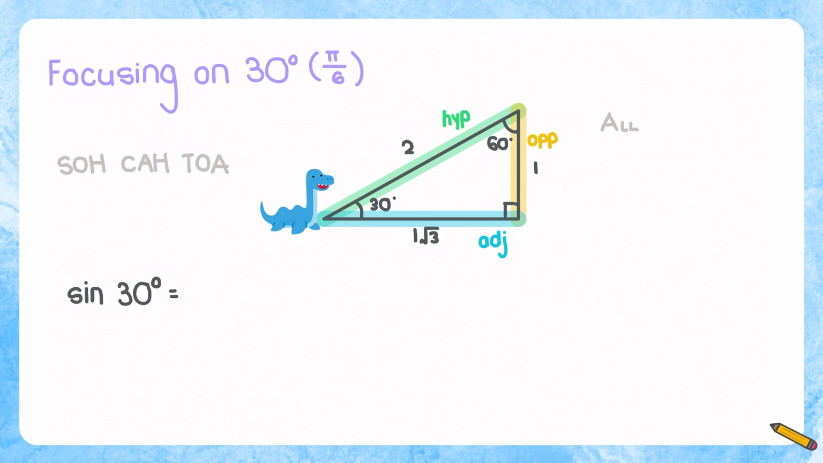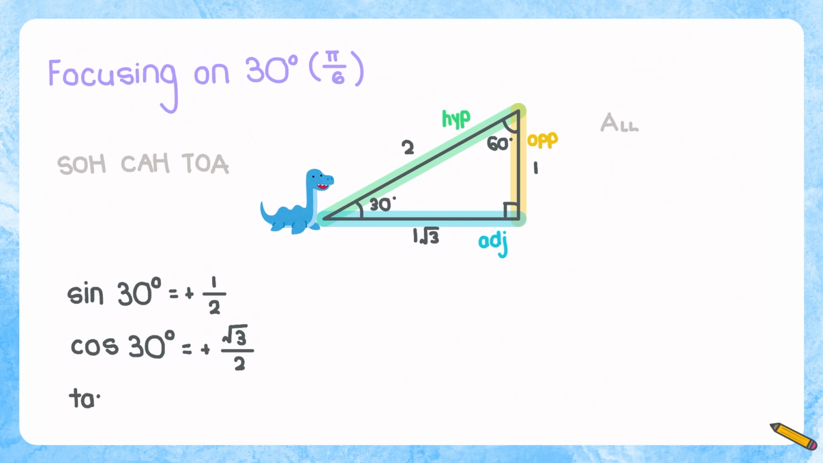So sine of 30 degrees is going to be the opposite side over the hypotenuse. So 1 over 2. And since we're in quadrant 1, each trig value will be positive. Next, let's find cosine of 30 degrees, which is going to be the adjacent side over the hypotenuse. So in this case, that's radical 3 over 2. And again, this is positive as well.